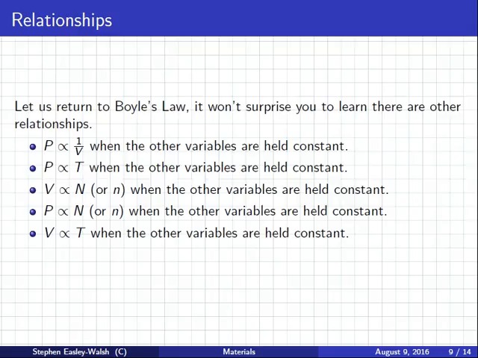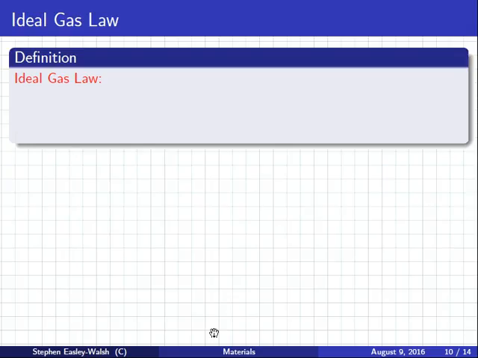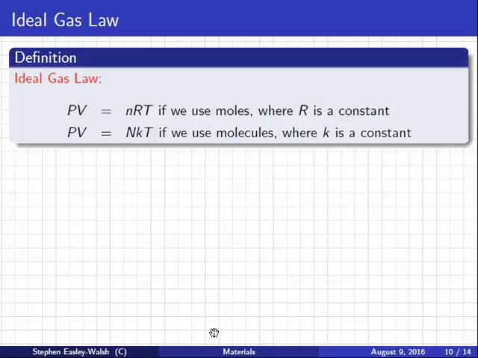So anyways, all these relationships are coming from one formula. By looking at the relationships and thinking about it carefully, you can end up with the result known as the ideal gas law. PV equals nRT if we use moles, where R is a constant, and PV equals NkT if we use molecules, where k is a constant. So you have a different constant depending on whether you are using moles or molecules.